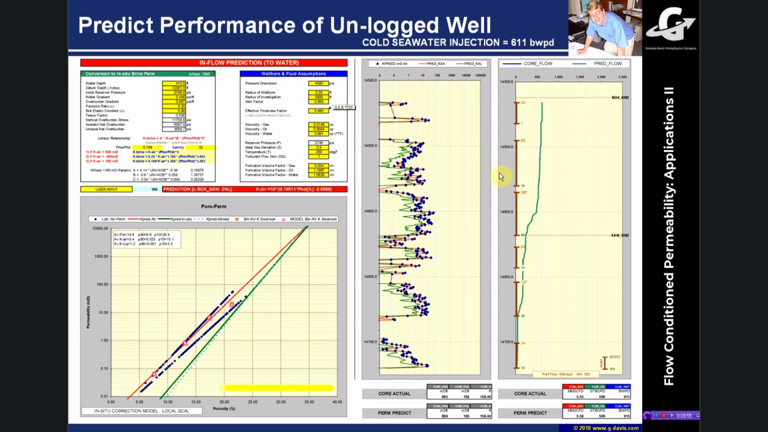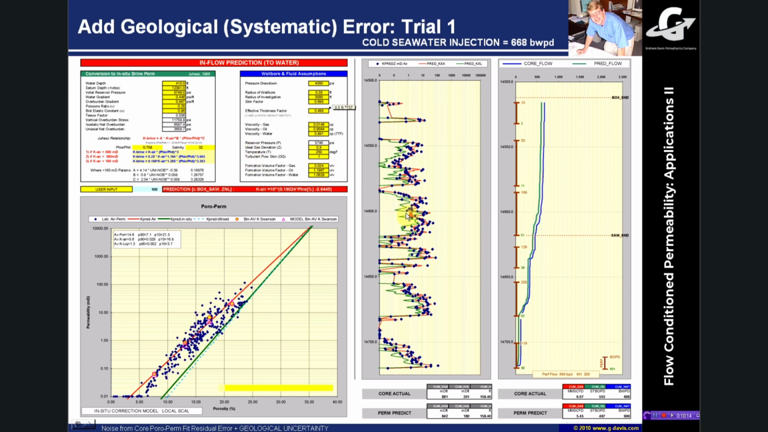In the case of an unlogged well, of course, we don't really know what the porosity is going to be, but we know how the porosity could vary geologically between wells. We know what the range of geological variation is. So if we allow the porosity to vary by layer, and let's just take the upper package and the lower package, and we add in this simulated geological error, if you like, so that's more of a systematic error.